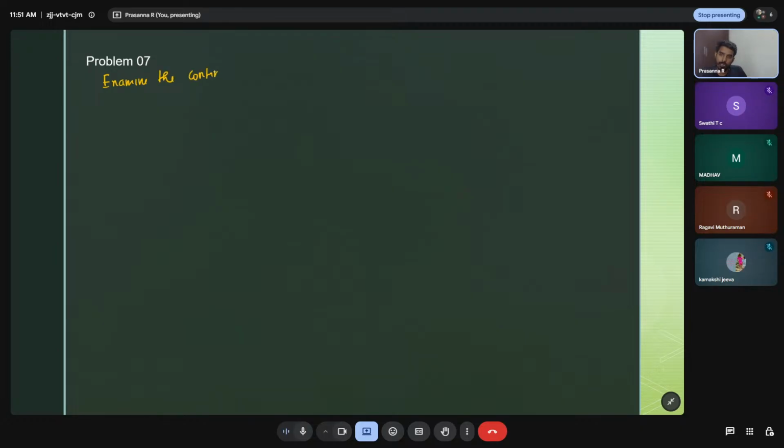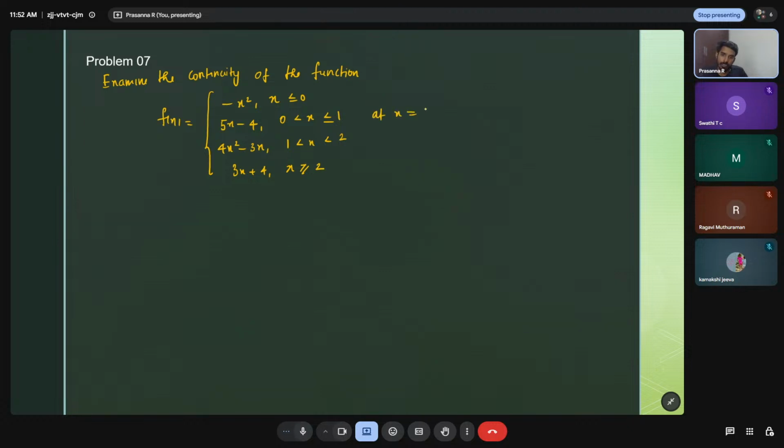Examine the continuity of the function given as f of x is equal to minus x square when x is less than or equal to 0, 5x minus 4 when x lies between 0 to 1, 4x square minus 3x when x lies between 1 to 2, 3x plus 4 when x is greater than or equal to 2, at x equal to 0, 1, 2.